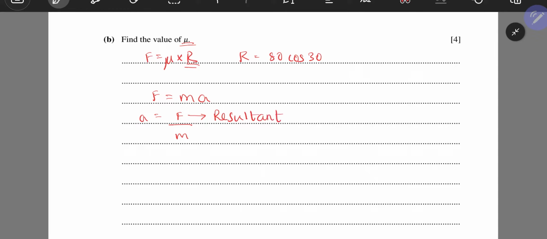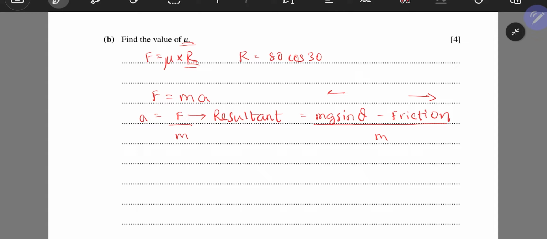So the resultant force is equal to the downwards component of weight, mg sine theta, minus friction, since this is downwards and this is upwards, opposite to the component. This divided by m, that is acceleration.